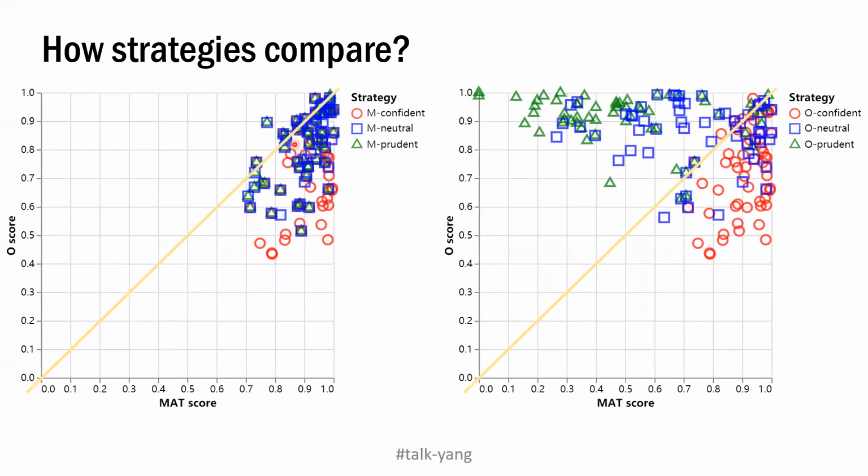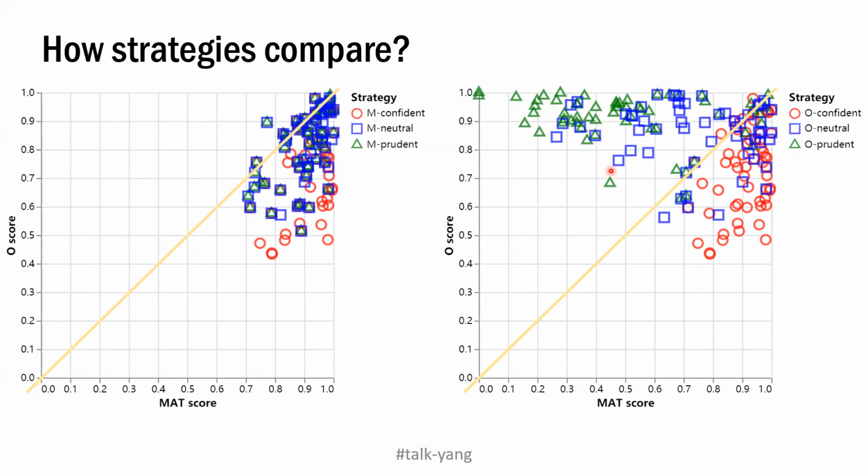And if we plot all the answer choices of these strategies on a 2D plane of M score and O score, we can see the distribution of these solutions. On the left is, again, the M strategies. As we can see, all the data points are located near the diagonal line or above the diagonal line. Whereas on the right, for the O strategies, many of the data points are above the diagonal line or even located far away from the diagonal line.